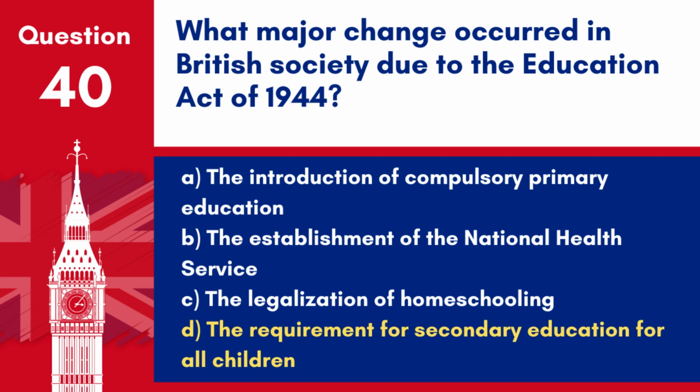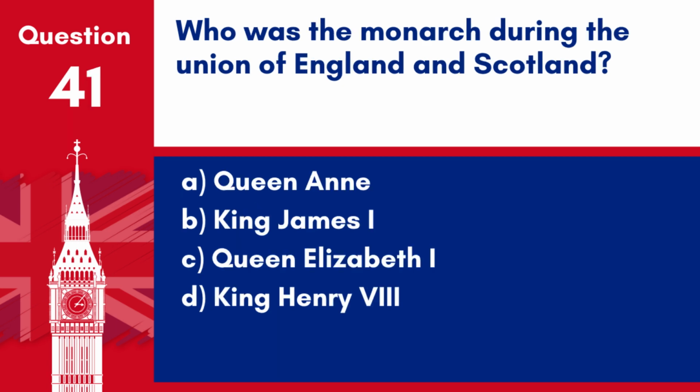Answer: D. The requirement for secondary education for all children. The Education Act of 1944, also known as the Butler Act, made secondary education compulsory for all children in England and Wales. Question 41. Who was the monarch during the Union of England and Scotland?